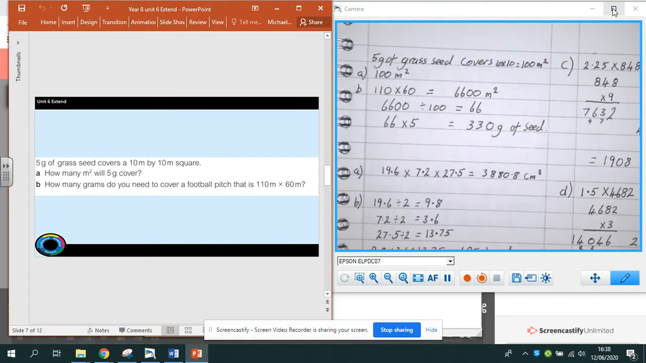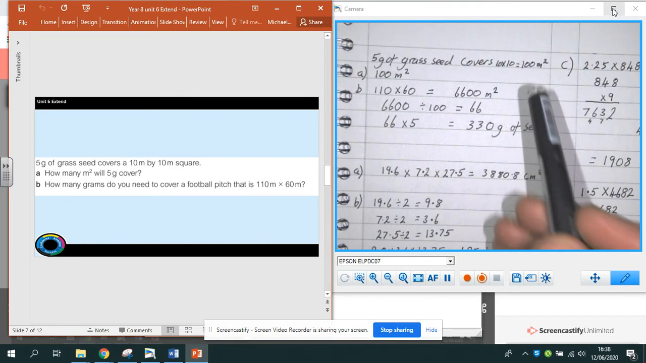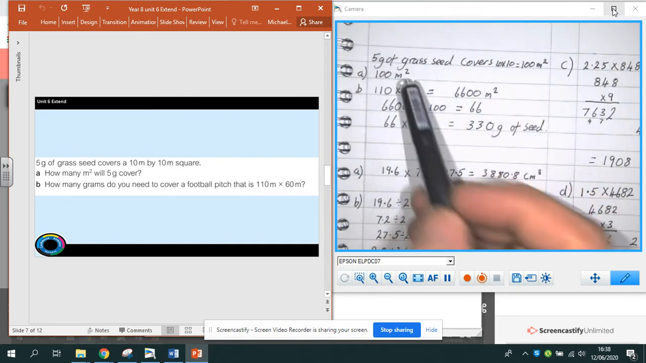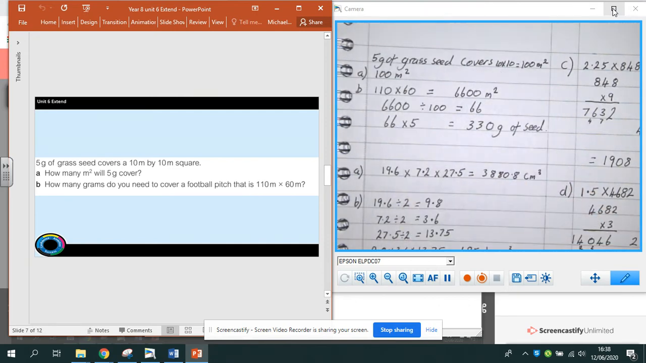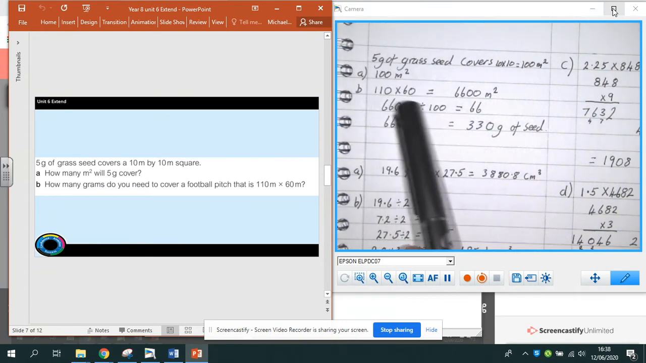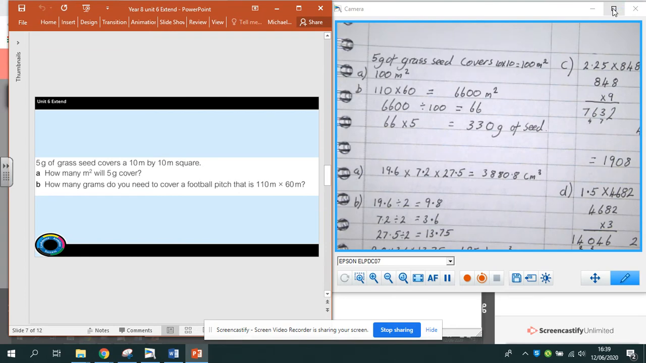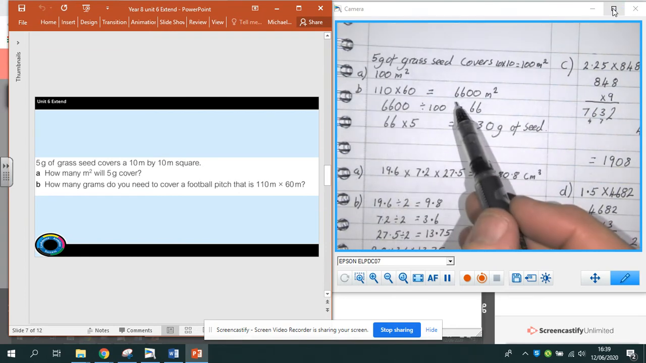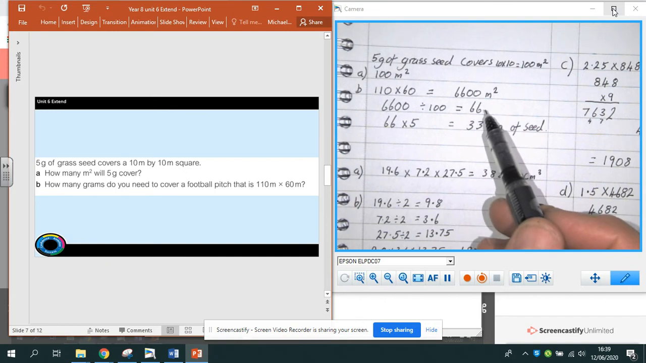So, first thing that we do, we multiply 10 times 10, which is 100. So 5 grams of grass seed covers 100 square metres. How big is my football pitch? Right, well, 110 by 60, I'm going to multiply 11 by 6 to give me 66, and then I'm going to add on my 2 zeros to give me 6,600 square metres.